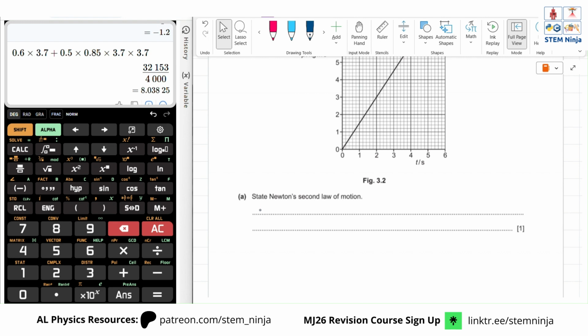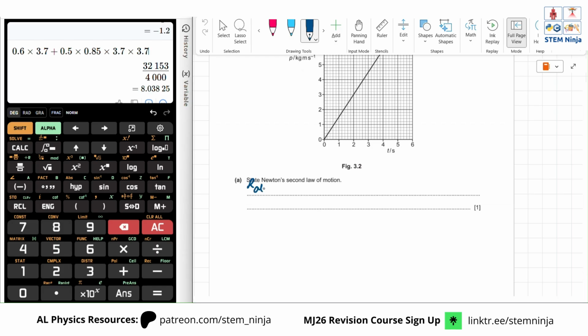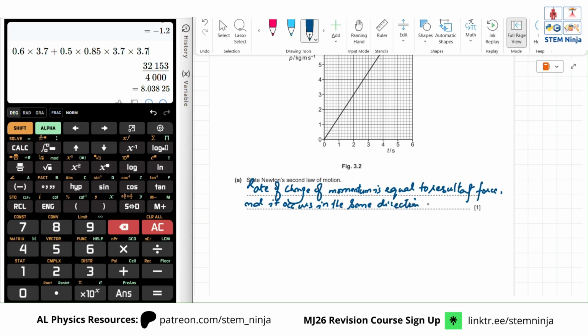We already know that the rate of change of momentum is equal to the resultant force, and it occurs in the same direction as the force. Okay.